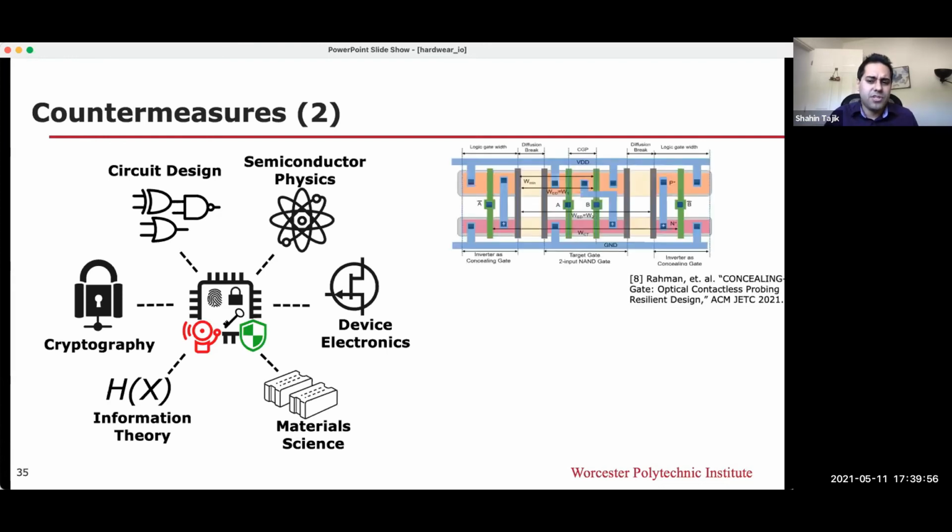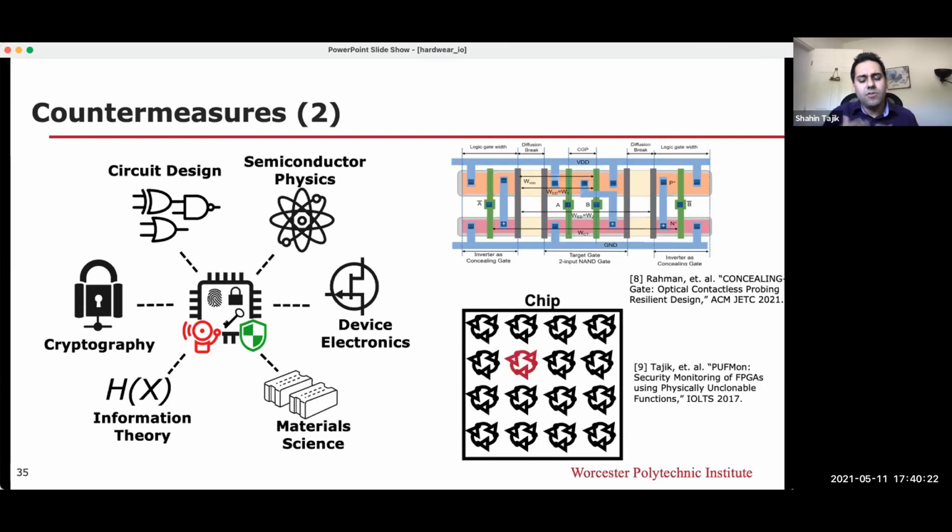An example which we have done recently with my former colleagues at University of Florida: using standard cells, putting dummy gates in the neighborhood of the real gate, so that you can create noise by complementing switching activities, for example. Or you can have more detection-based sensors.